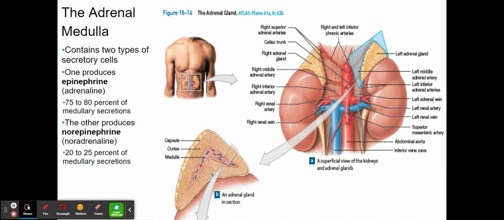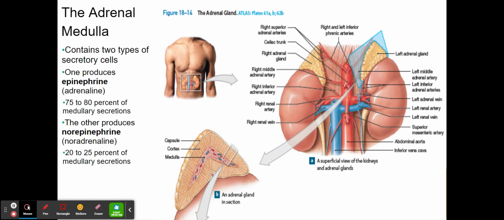The adrenal medulla contains two populations of secretory cells. One produces epinephrine, or adrenaline, and the other norepinephrine, or noradrenaline. We'll also abbreviate these to epi and norepi as we talk more throughout class.